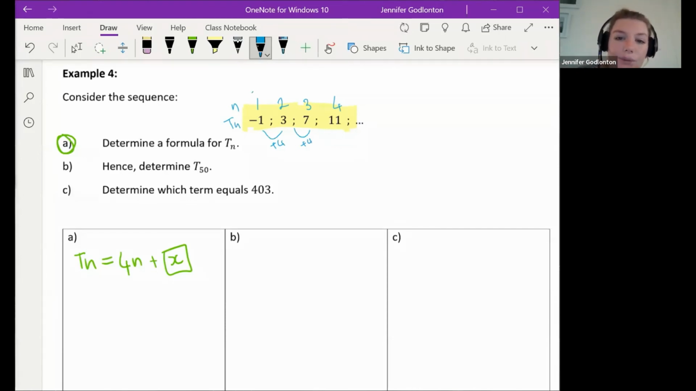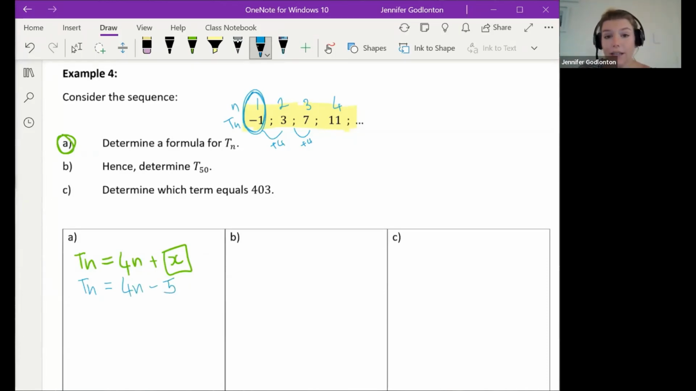So if we look at this first pair over here, 4 times 1 is 4, but I don't want 4, I want -1. So how do I go from 4 to -1? I need to subtract 5. So my formula is going to be Tn is equal to 4n minus 5.